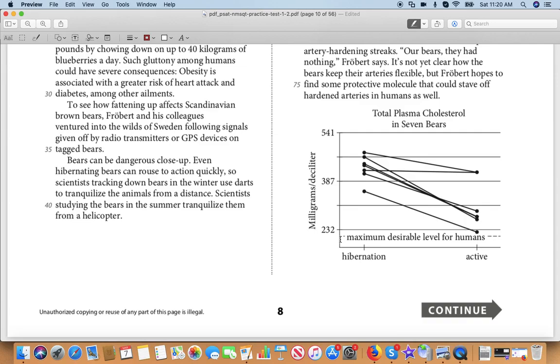Scientists studying the bears in the summer tranquilize them from a helicopter. How awesome is that, by the way? That would be so cool to see. I think that would be one of the best jobs in the world. Yeah. Be the guy in the helicopter. That would be so fun. That would be an awesome job.